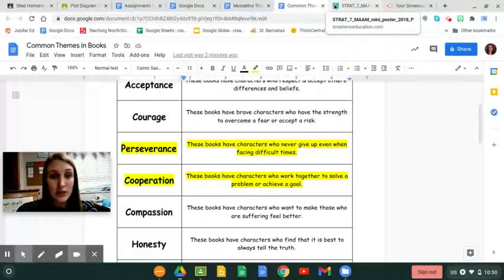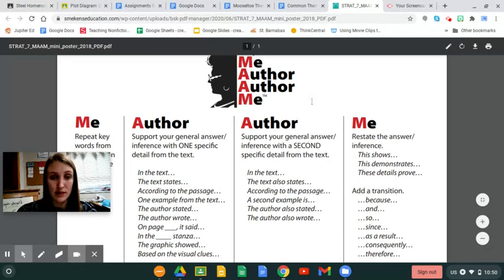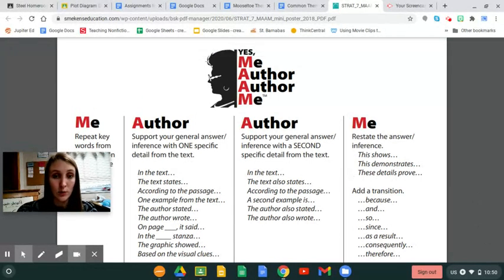Now, what you're going to need for this is in your reading journals. So pause, go get your reading journals. In your reading journals, you have this. This is important. Open to this page. We've used it before. We're going to use it again.